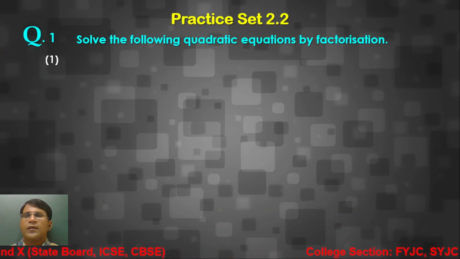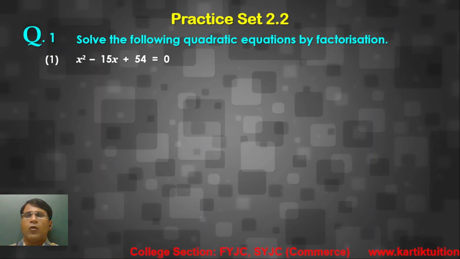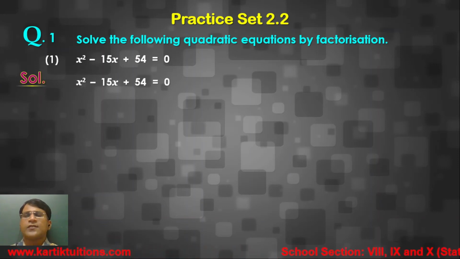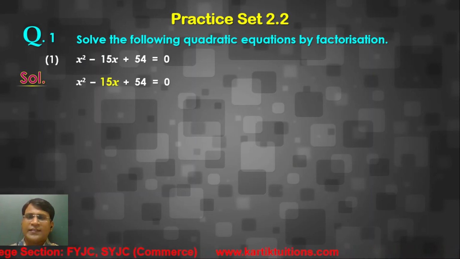Question 1, sub question 1. Now write the equation as it is given in the question. First step, check the equation. Is it in a general form? Yes. So we don't need to do anything for the first step. Now next, our middle term is minus 15x. So for the second step, we multiply a with c.